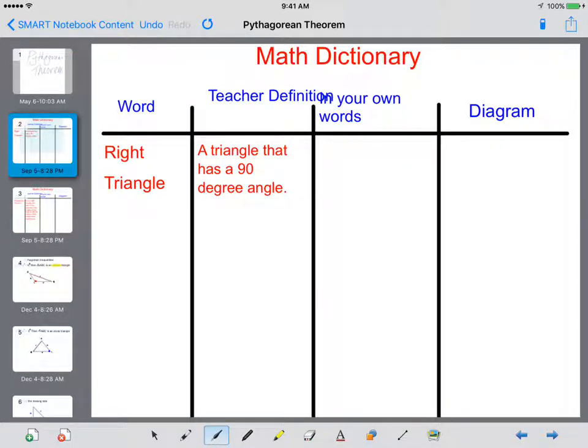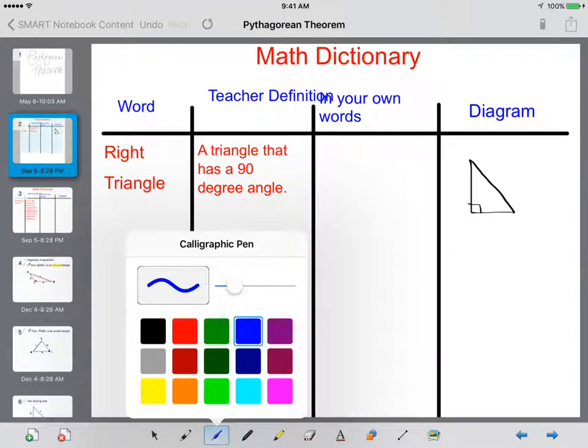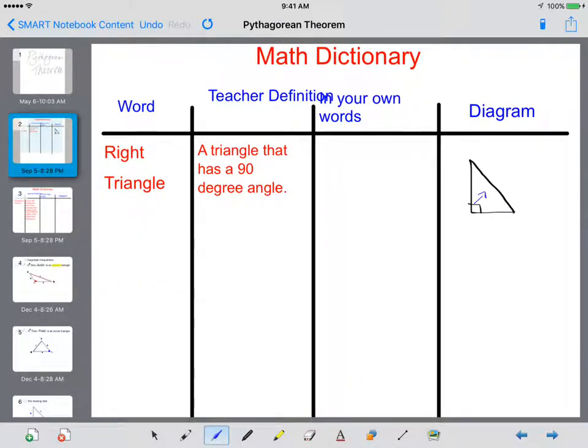First one is a right triangle. It's a triangle that has a 90-degree angle. Why it's important is to understand the different words that come from a right triangle. So remember, that's the right triangle symbol. The side that is opposite that angle is called the hypotenuse. T-E-N-U-S-E. And it is always across from the right angle.